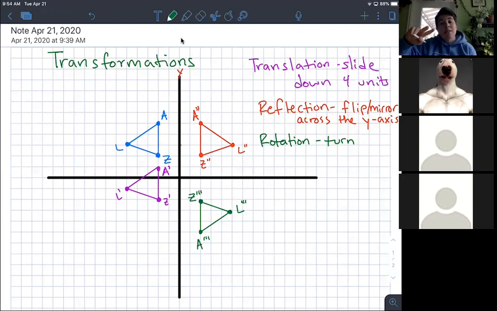The thing that students tend to get mixed up are rotations and reflections. So just make sure that you're thinking, is that a flip? Is that a mirror? Or did I turn to get to there? Okay, any questions on that? That's really all I wanted to say about transformations.